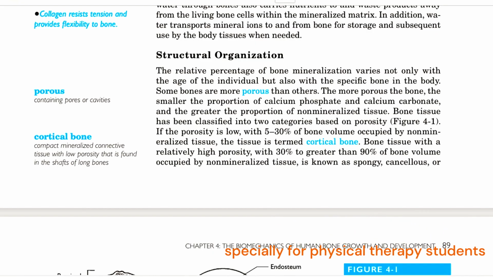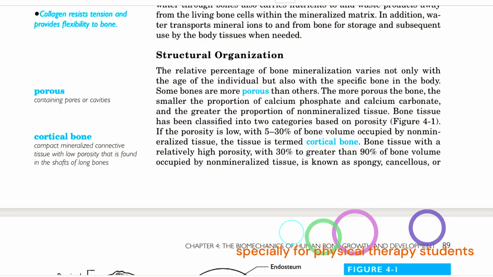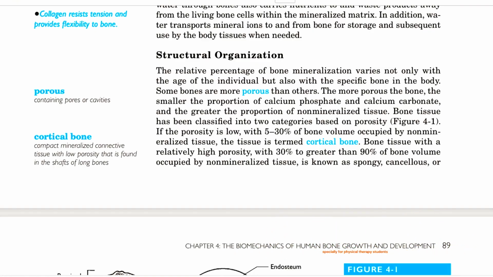Everyone, I'm back with a video lecture, and today we are going to discuss the structural organization of bone. That means how our bones are built and why they are strong in some places and softer in others.